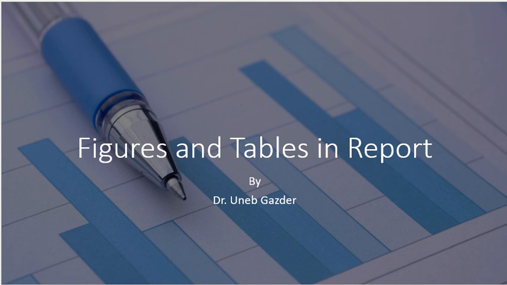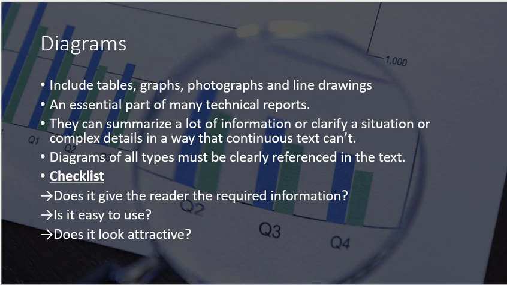Today we will discuss figures and tables in the report, and for a technical report they are a necessary part. We are not writing some sort of literature review. We are writing about something related to engineering, so figures and tables become an important part of it. According to the book, whenever we use the word diagram, it includes everything. So we have tables, we have graphs.